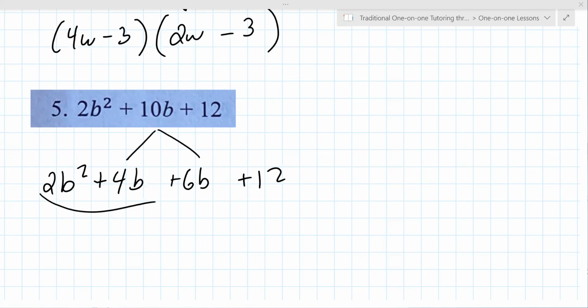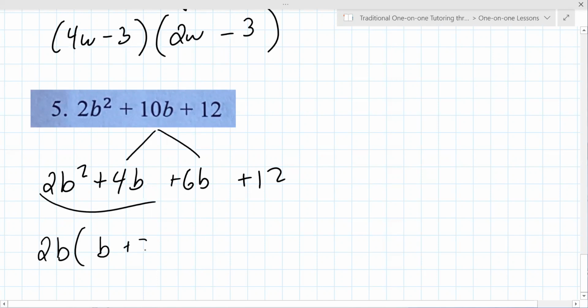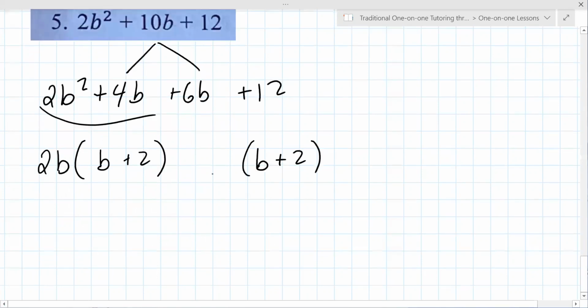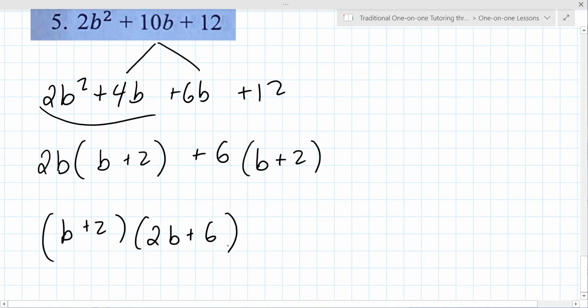So then, okay, I think I got it. Okay, so let me keep working it out here so you can see it. Becomes b plus 2. Then you immediately rewrite b plus 2 over here and plus 6 on the outside. So it becomes b plus 2 times 2b plus 6. That's your final answer on that one. And that is exactly what I got, which is good. Great. Great.